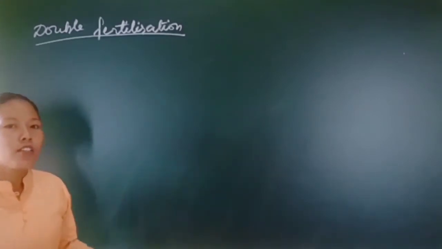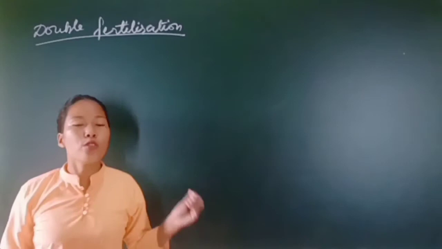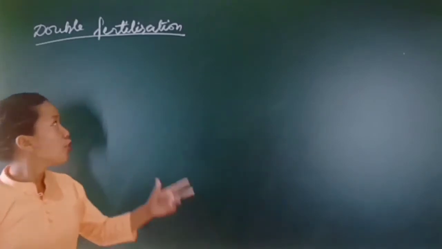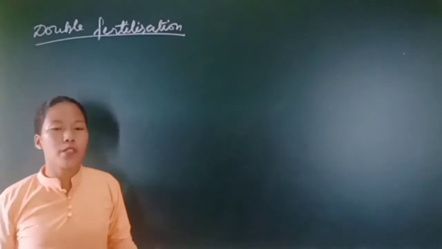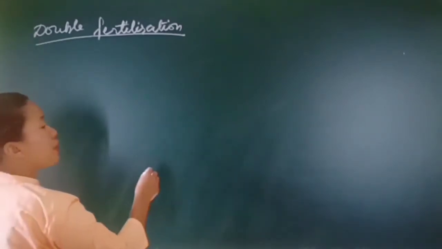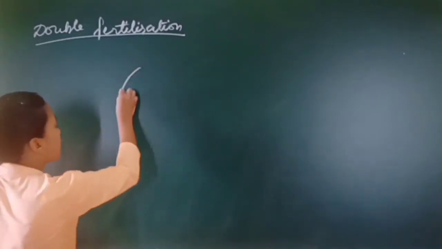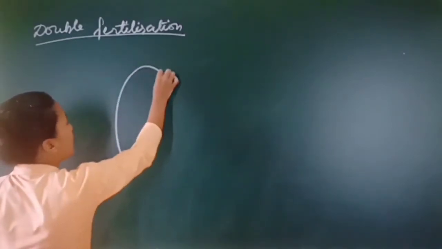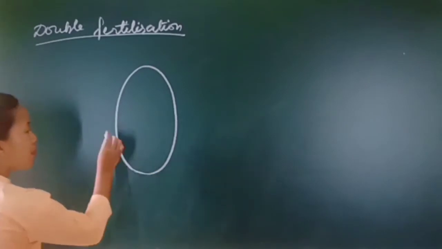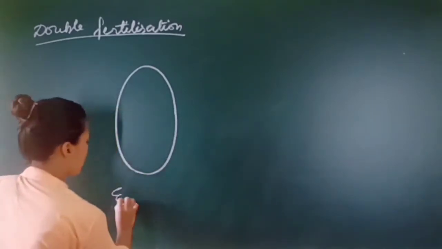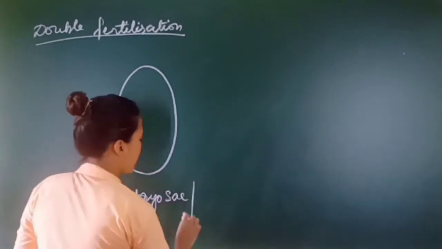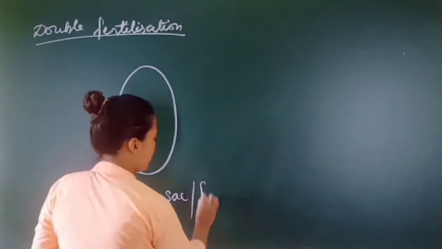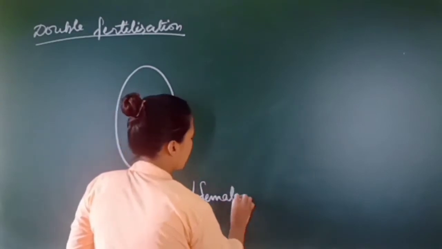Now after that, fertilization is going to take place, okay? So today we will study how this fertilization takes place. This double fertilization takes place in the embryo sac, okay? The embryo sac, or we can call it the female gametophyte.